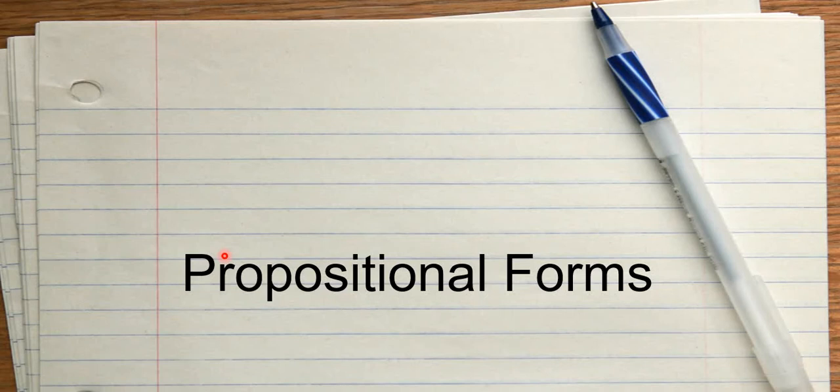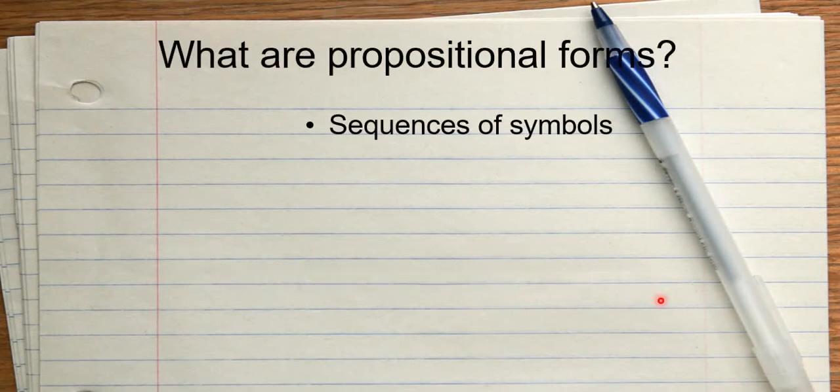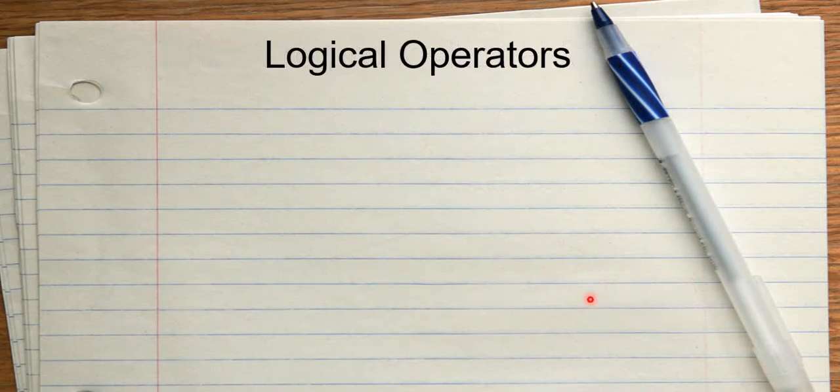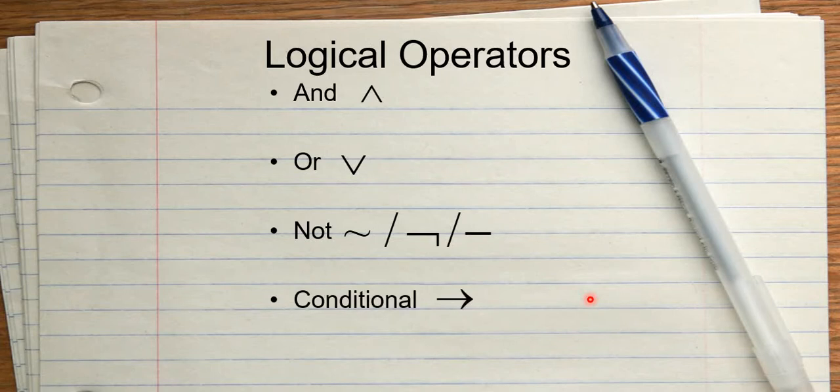This time we're going to talk about the different propositional forms. So what are propositional forms? They are sequences of symbols that are made up of our sentence letters, which are our propositional variables, and our logical operators. And here are some of our basic logical operators: and, or, not, the conditional, and the biconditional. So these are the symbols that we need to be mindful of when we're going to talk about the following logical operators.